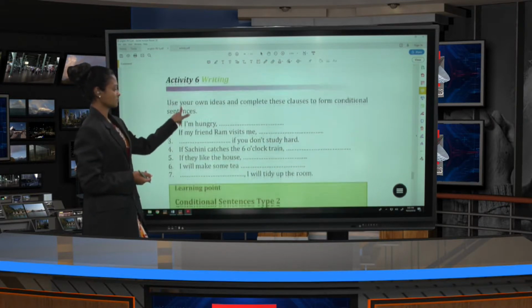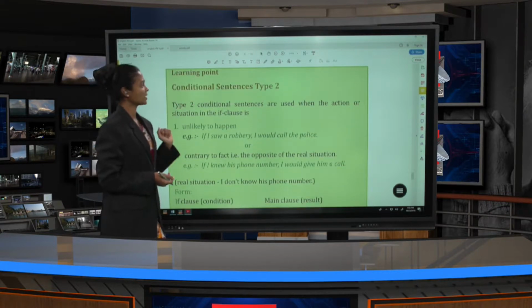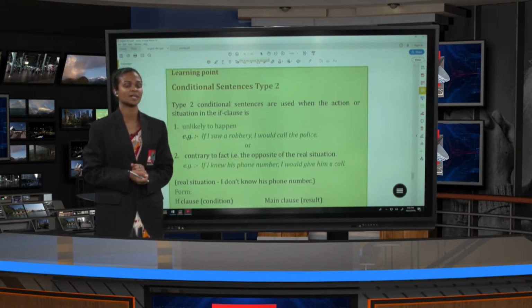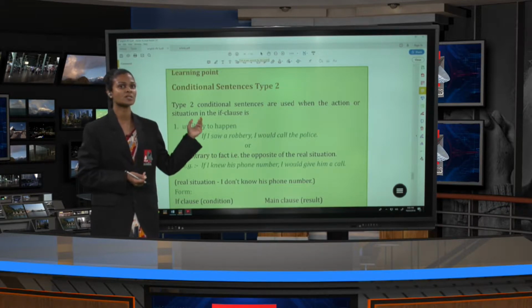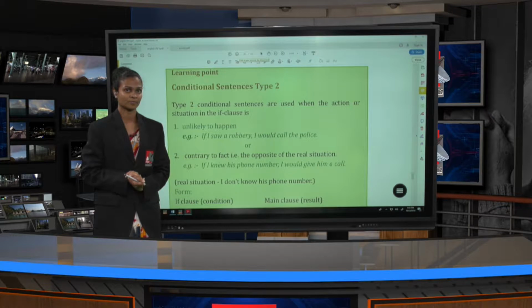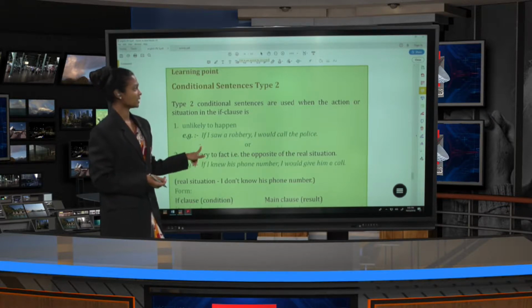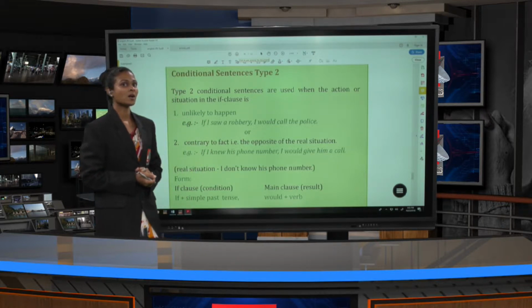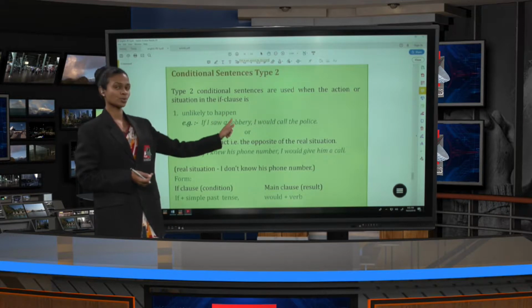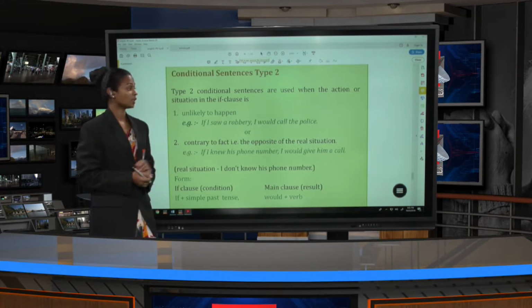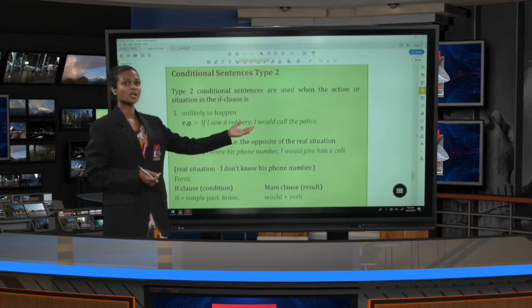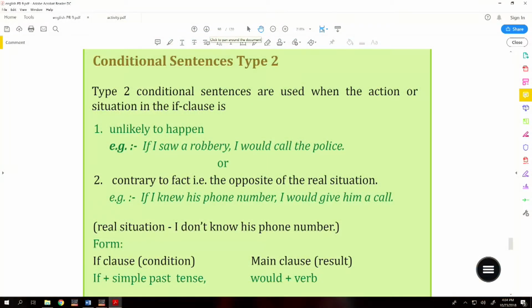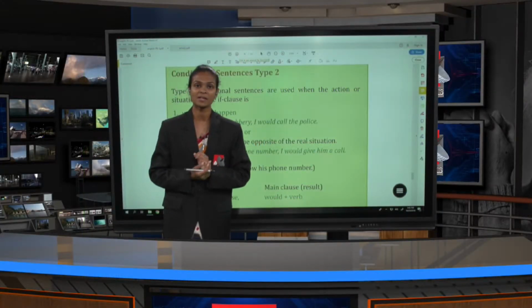Then in your page number 98, again it's a learning point, conditional sentence type 2. As we discussed in type 2, those kind of sentences refer to things which are unlikely to happen. සිද්ධ නොවෙන්න තියෙන දෙයක්. If I saw a robbery, I would call the police. මම දැක්කනම් ඒ මංකොල්ලය දැක්කනම් මම පොලිසියට call කරනවා. But actually I didn't see the robbery. ඇත්තටම මම ඒක දැක්කේ නැහැ.